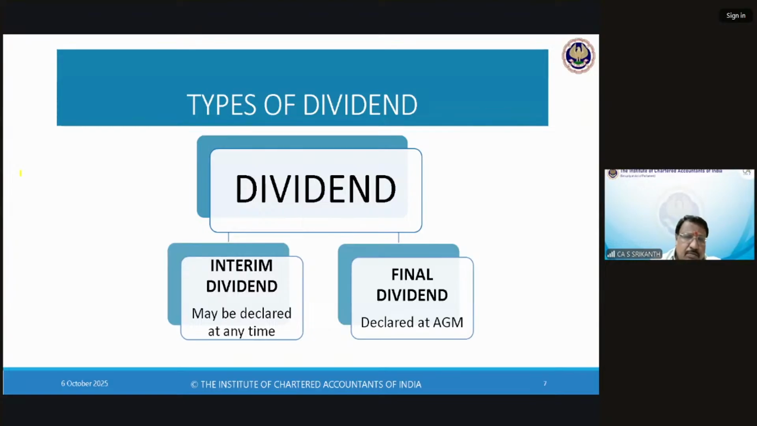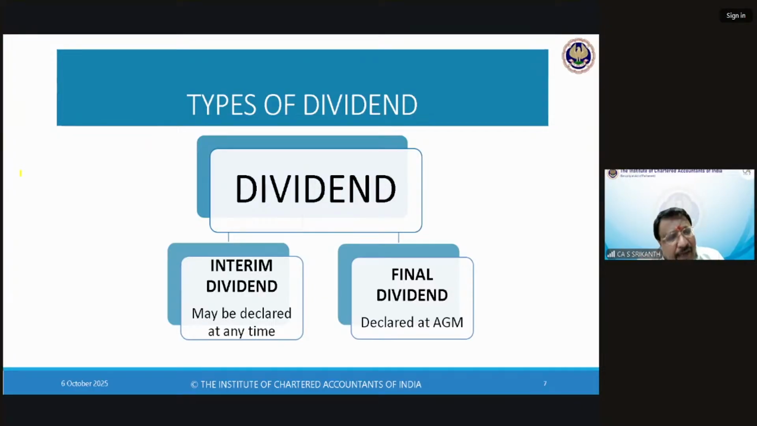Nothing wrong. Okay. But interim dividend is announced or declared by the directors. Whereas final dividend includes interim dividend also. Please understand. I'll explain to you.